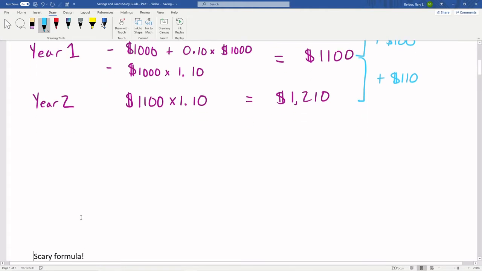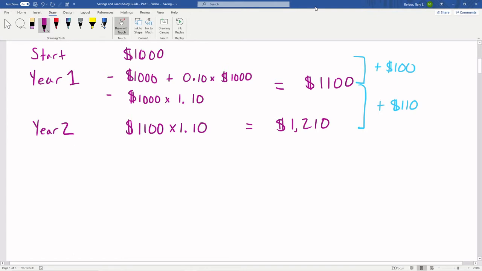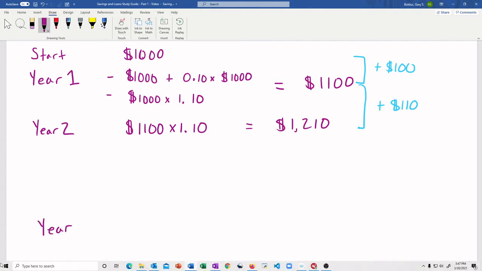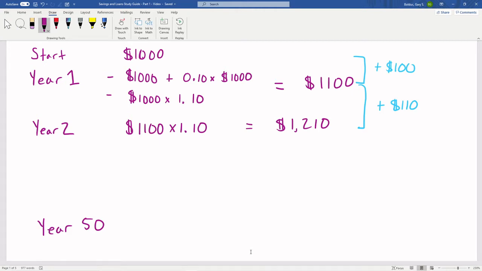But here's the problem. So scary formula down there. This works, but what if I wanted to fast forward to the year, I don't know, what year would we want to get to? Year 50. So let's say I'm in year 50 here. How would I calculate how much money I have? If we just do it by hand like this, oh man, look at what we got to do. We got to multiply and then take this number, multiply. Look at how many times you'd have to do that to get from 2 to 50. Don't want to do that. Too much. So we need a formula that somehow gets us to this.